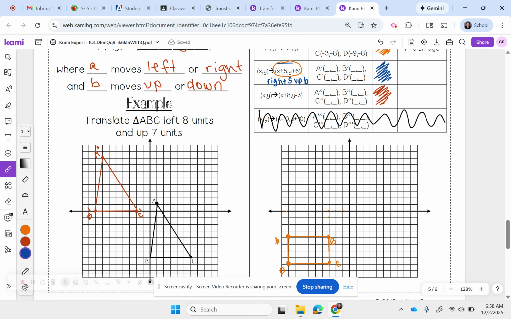So if that helps you to write it out, go ahead and do that. We are starting from each point on our pre-image. So I'm going to go right 5 and then up 6. Let's start with B. I'm counting from B: 1, 2, 3, 4, 5, and then I'm going up 6: 1, 2, 3, 4, 5, 6. Now that is my B1.